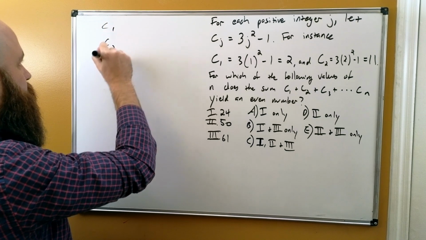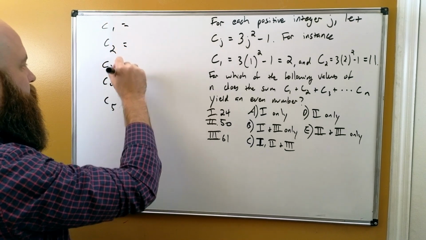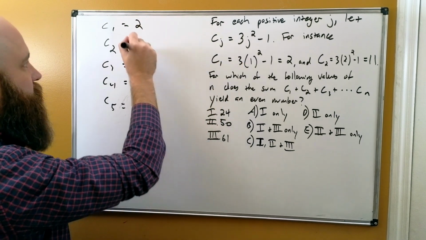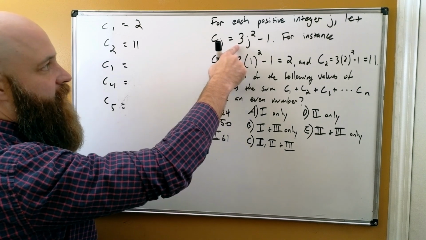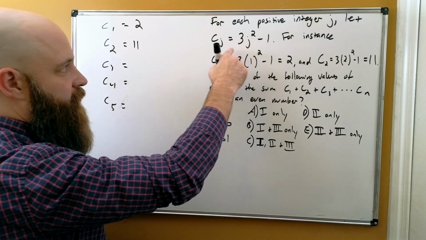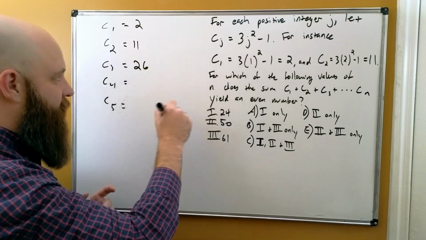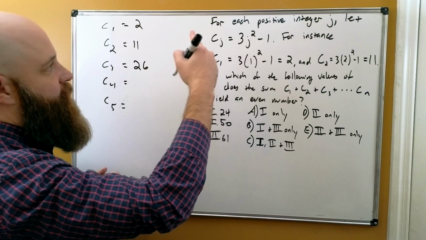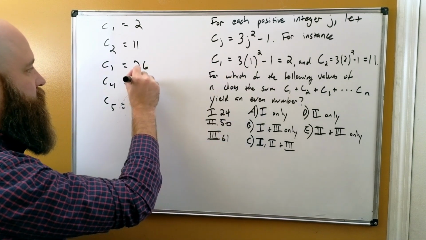Okay, so let's get down these terms. Maybe I'll go up to the 5th term and I'll remind myself the first term they tell me is 2, the second term is 11, the third term, okay, I got to calculate it, plug in 3 for j. 3 times 3 squared is 3 times 9, 27, minus 1 is 26. Okay, the 4th term, well, I'll use their formula, plug in 4 for j. 3 times 4 squared is 3 times 16, so 48 minus 1 is 47.